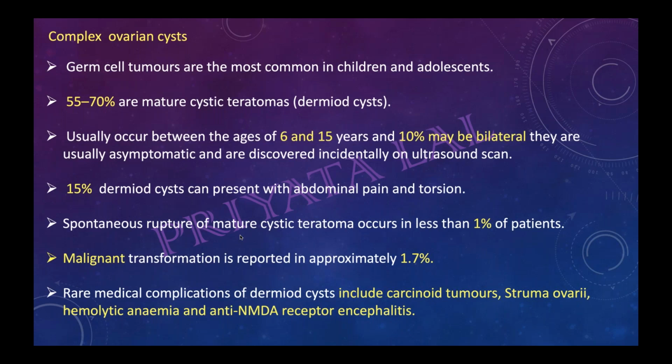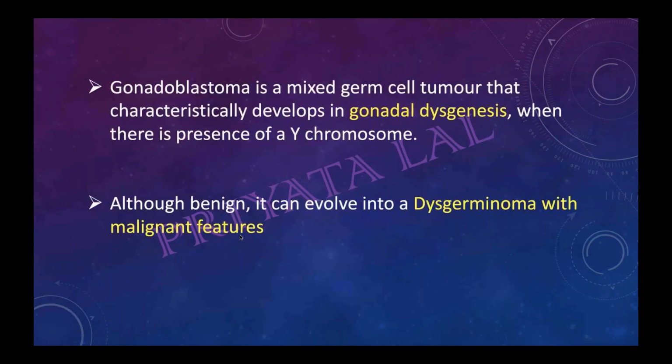So to sum up the numbers: in the adolescent, 55 to 70% are dermoid cysts, present within 6 to 15 years, 10% bilateral, 15% will have torsion, 1% spontaneous rupture, 1 to 7% malignancy. All this information is really important and can be asked as an SBA in your exam.